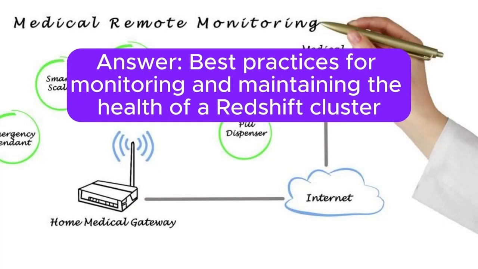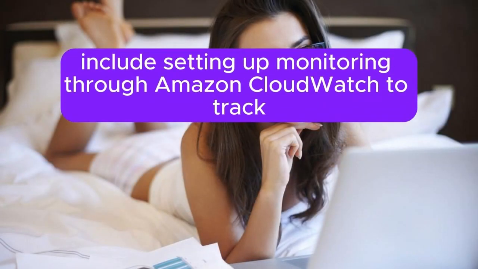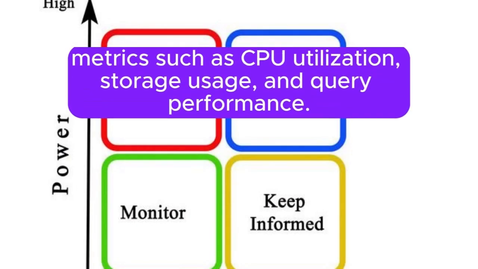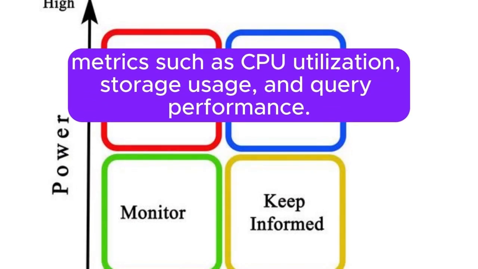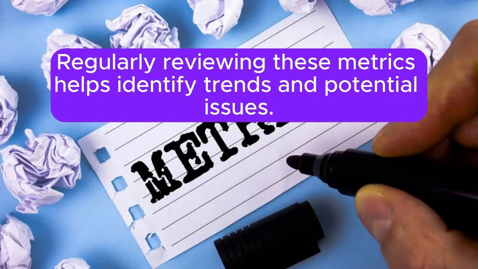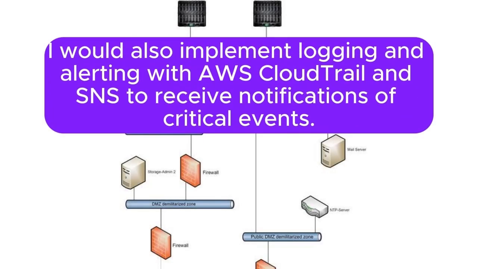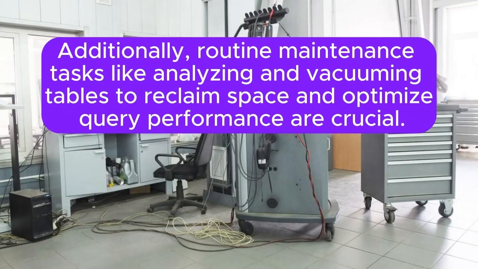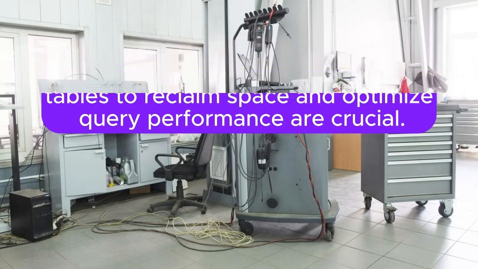27. Problem. What are the best practices for monitoring and maintaining the health of a Redshift cluster? Answer. Best practices for monitoring and maintaining the health of a Redshift cluster include setting up monitoring through Amazon CloudWatch to track metrics such as CPU utilization, storage usage, and query performance. Regularly reviewing these metrics helps identify trends and potential issues. I would also implement logging and alerting with AWS CloudTrail and SNS to receive notifications of critical events. Additionally, routine maintenance tasks like analyzing and vacuuming tables to reclaim space and optimize query performance are crucial.